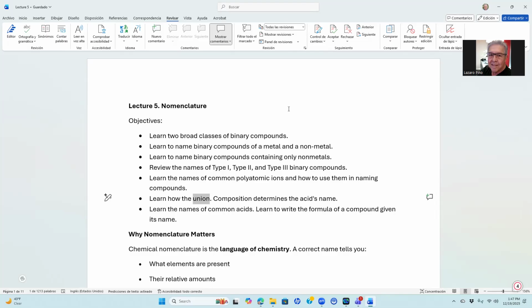Learn how composition determines the acid's name. Learn the names of common acids. Learn to write the formula of a compound given its name.